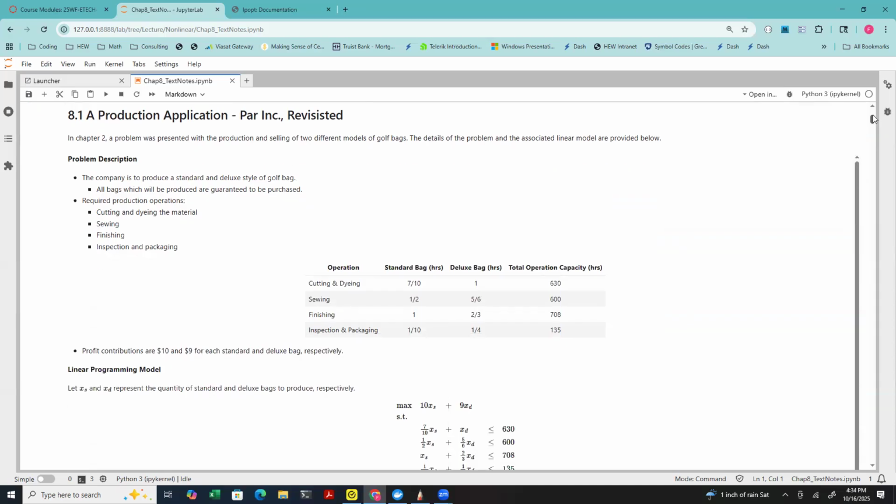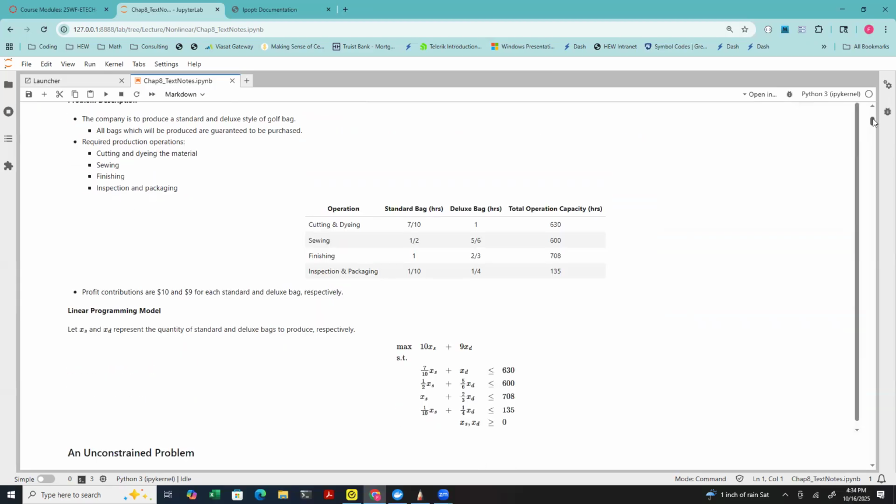Back in chapter 2, way back when, one of the first linear programming models that we solved looked like this right here. It was a golf bag problem. There were only 2 types of golf bags we made, standard and deluxe. They had some operations, or departments, that these golf bags had to go through, where every golf bag took so much time out of individual departments, and each department had a total capacity. We also simplified it and said each type of golf bag, the standard and deluxe, had a certain profit contribution. That's all it was.